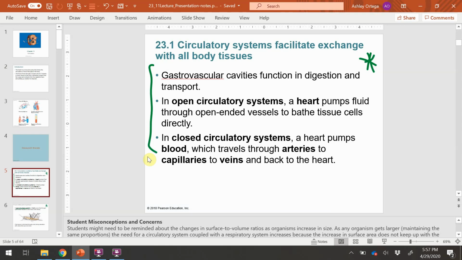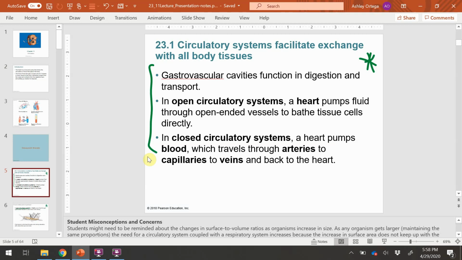And so in open circulatory systems, the heart is going to pump fluid through open-ended vessels. These vessels will be nearby, bathing tissue cells directly. And so they're going to be around and near organs and bathe those organs. And that fluid will return to a vessel that will then lead to the heart to be pumped again.